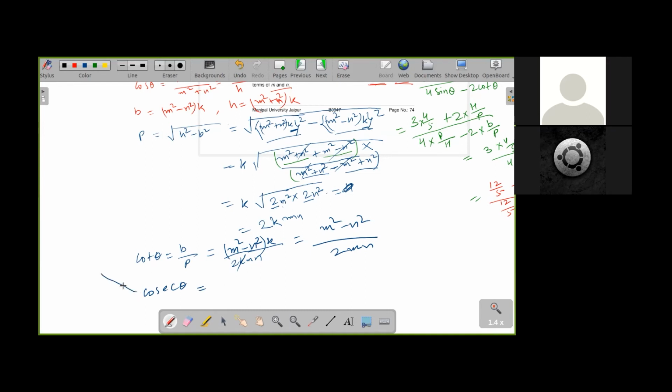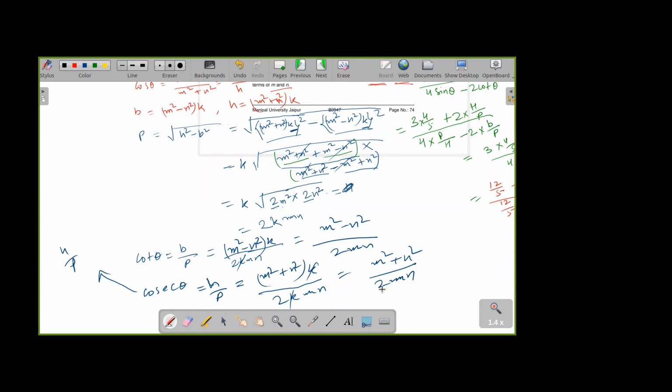And cosec is equal to h by p. Sorry, I forgot. So it will be m square plus n square k divided by 2k mn. k cancels out. m square plus n square by 2mn. Okay, this is done. If anyone has a doubt, then ask.